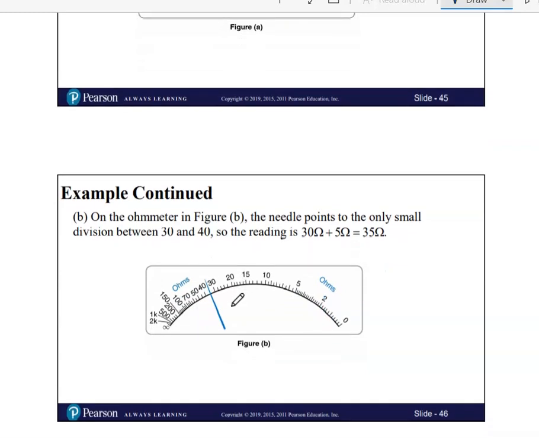On this one, the needle points to only the small division between 30 and 40. So the reading would be 30 plus 5, and that's going to give us 35 ohms.